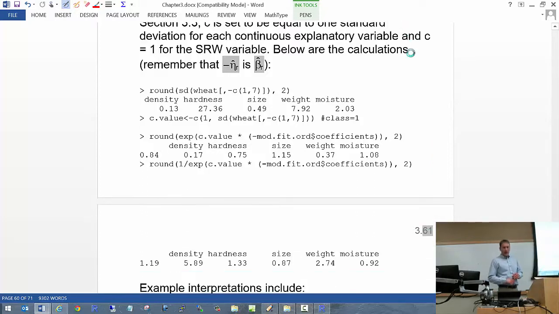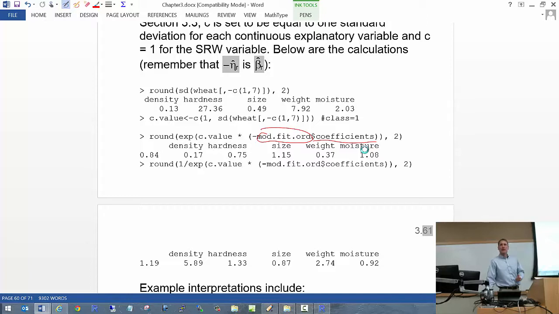So let's say that we've estimated our model. We put the results into an object called ma.fit.ord, as we did last time actually. If I use the $coefficients with it, that gives me almost my beta hats. I have to actually use a negative out in front of it to get the beta hats, because remember, the function is not actually estimating our defined model.